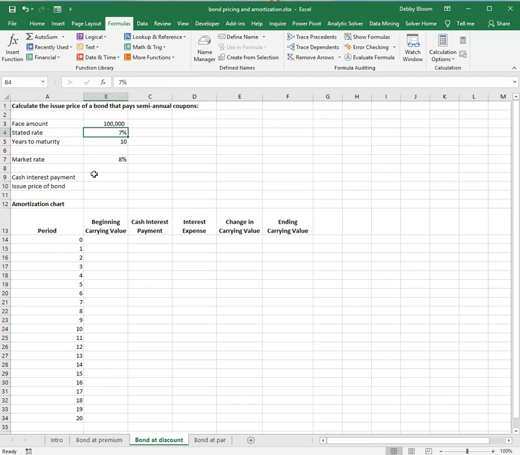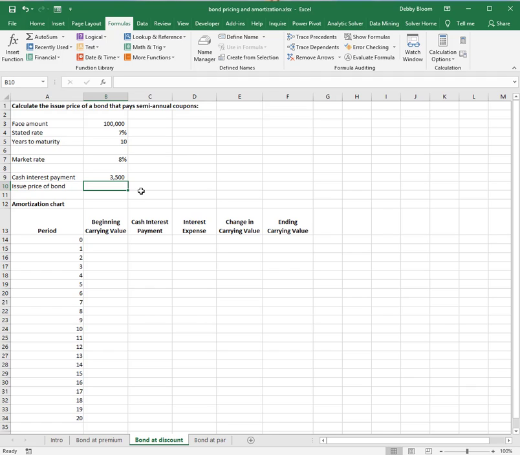So let's do exactly what we did before. Let's first calculate the cash interest payment. So to calculate the cash interest payment, we're going to type an equal sign. We're going to click on the $100,000 face amount. That is cell B3. We're going to multiply that by the stated rate in cell B4, and then we're going to divide by 2 because we're going to get this in 2 installments each year. So the issuing company will have to pay $3,500 every 6 months for 10 years.